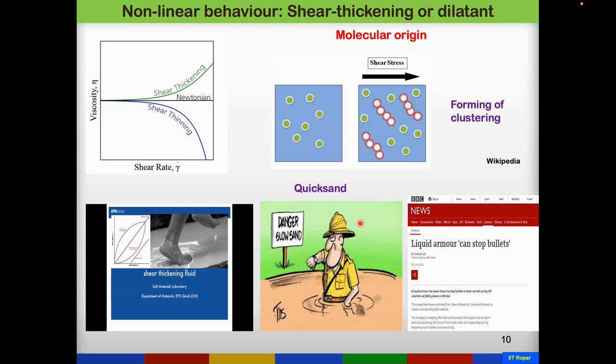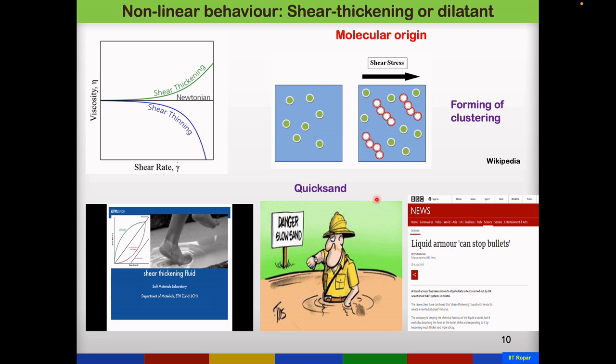Okay, so you might have experienced that if you fall in quicksand, and you try to come out of it very quickly, you will not be able to do that. Because when you are trying to push your leg very quickly, you are applying a lot of force, and as a result, the viscosity of the surrounding fluid will increase, and that's why you will not be able to come out. But if you do it very gently or slowly, you will be able to come out from the quicksand.